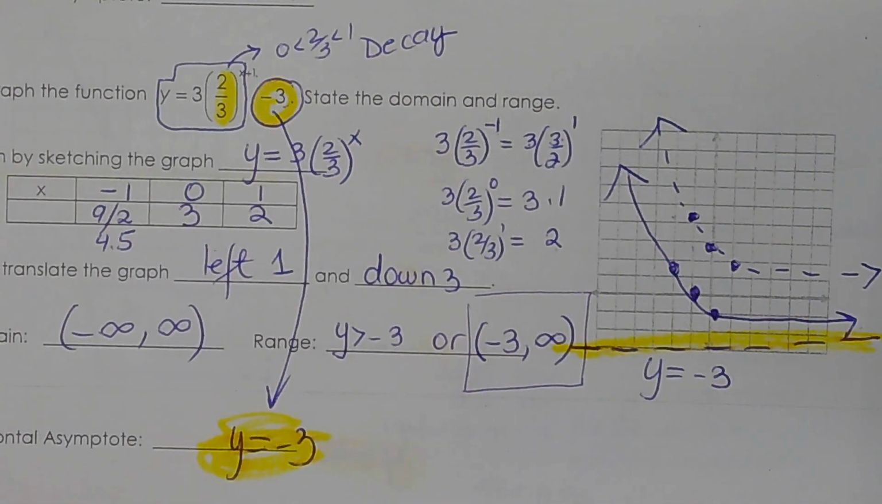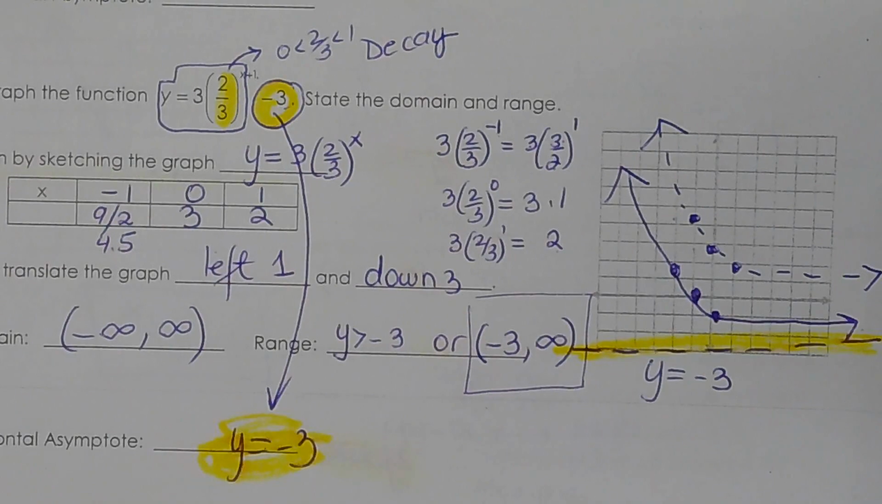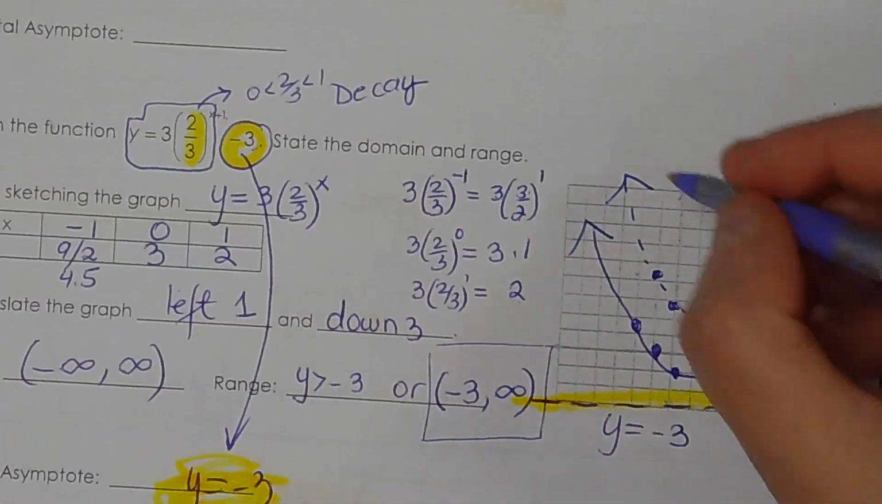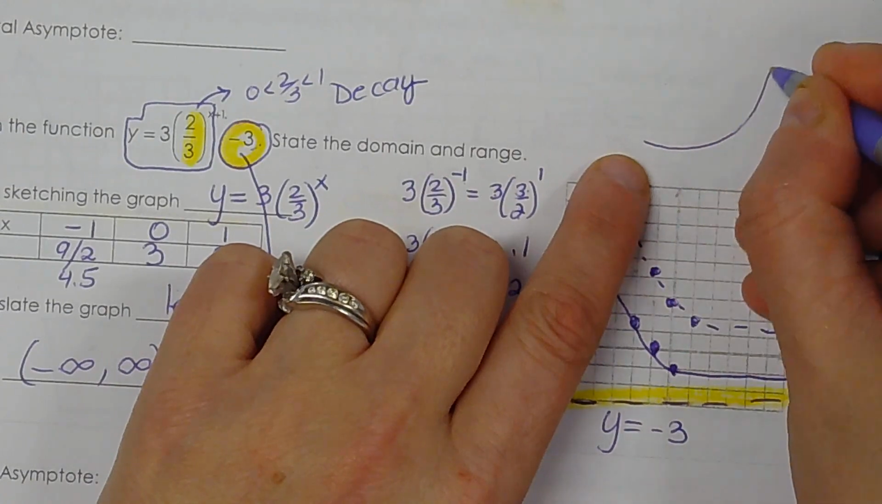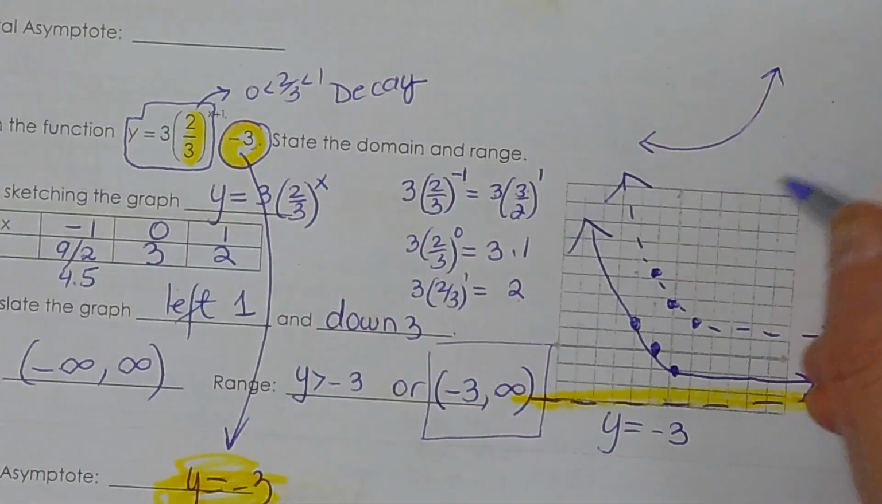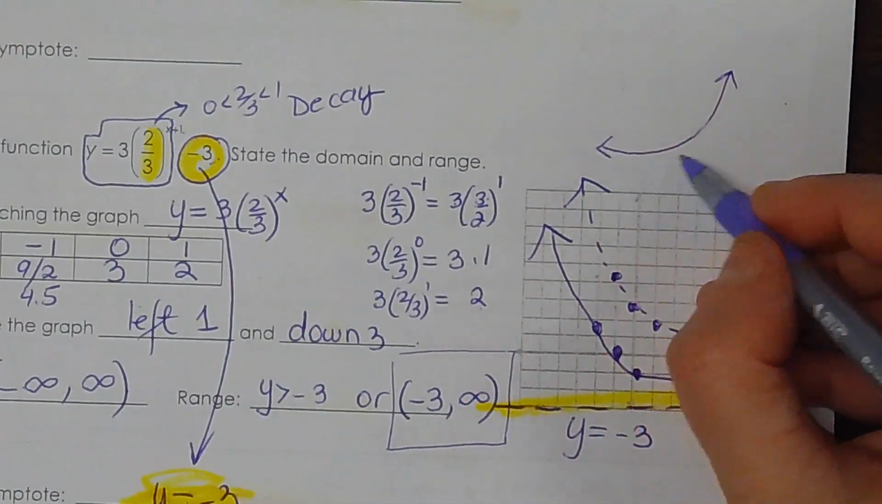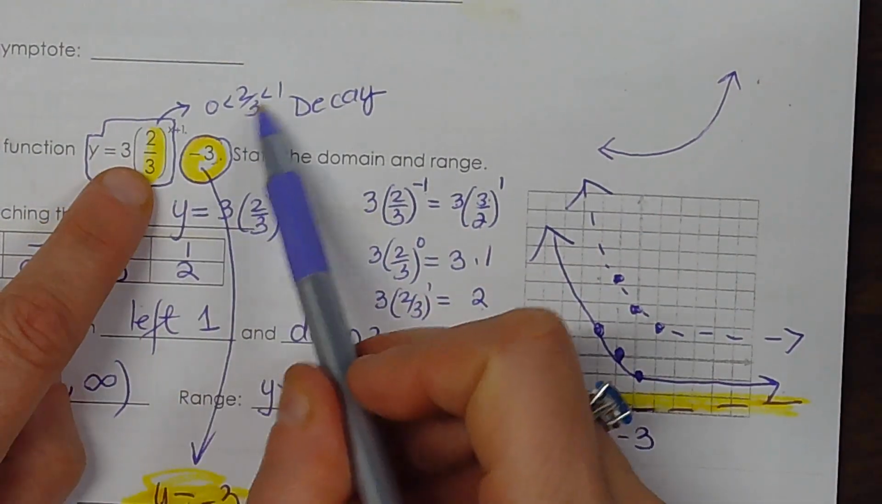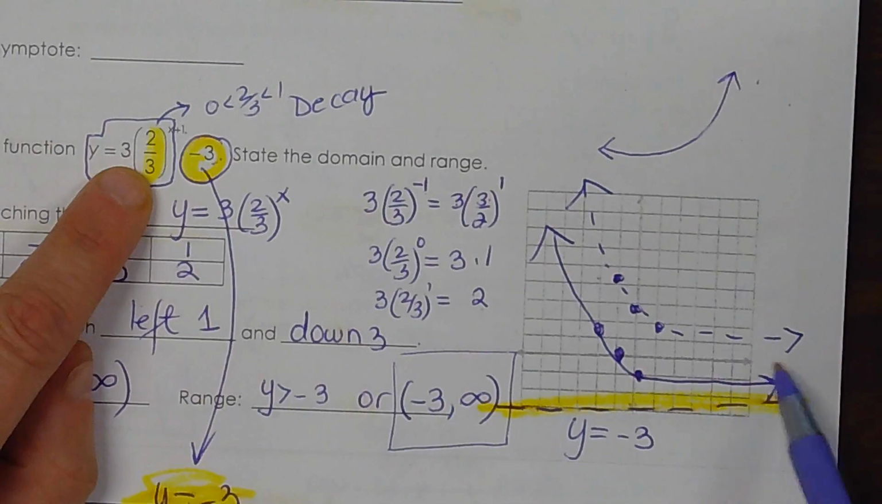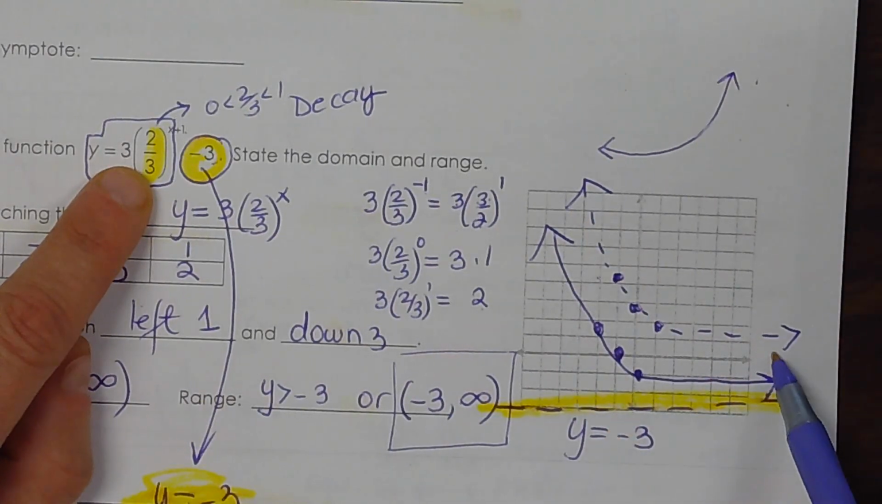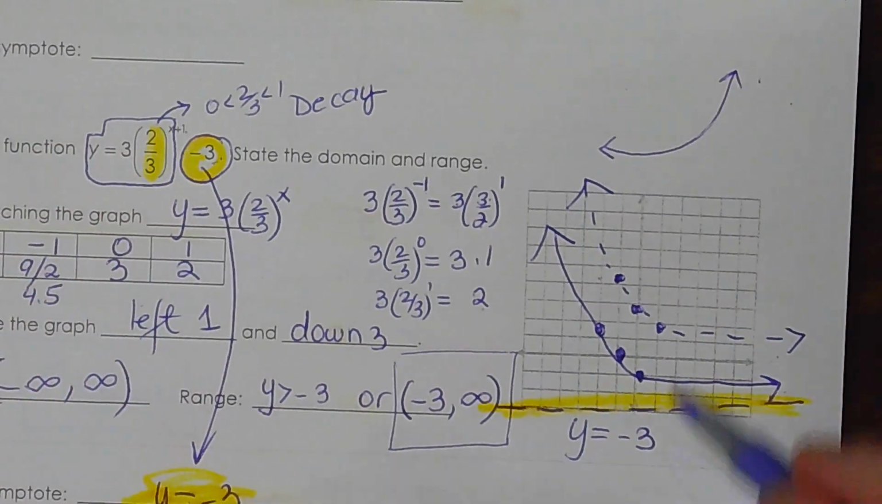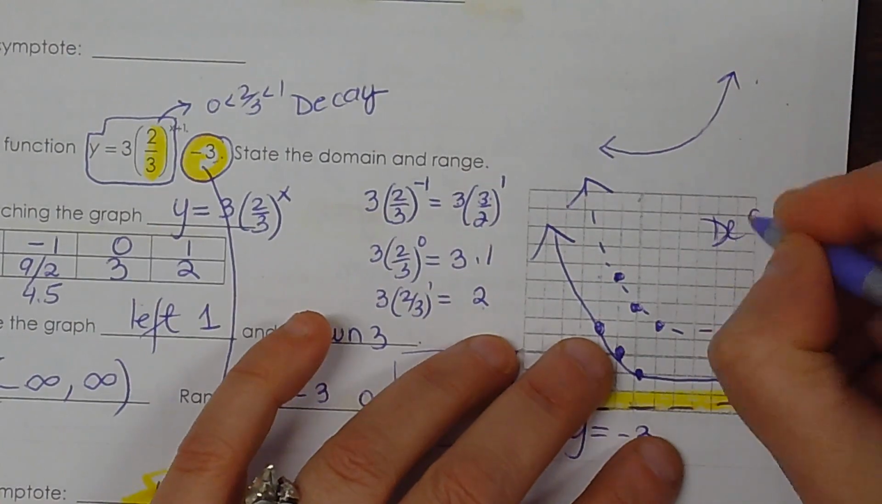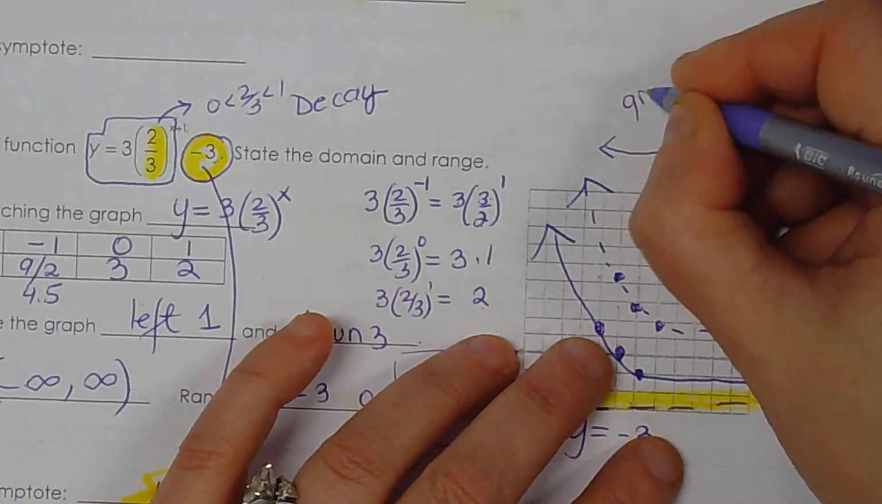So the first problem we did, number 1, that was exponential growth. The graph went up from left to right when b is greater than 1, so that's growth. If b is between 0 and 1, you have an exponential decay. The graph goes down from left to right. So this is decay, and this was growth.